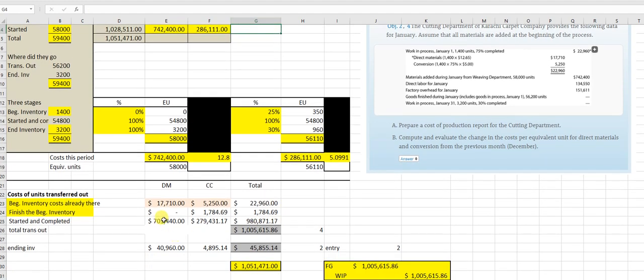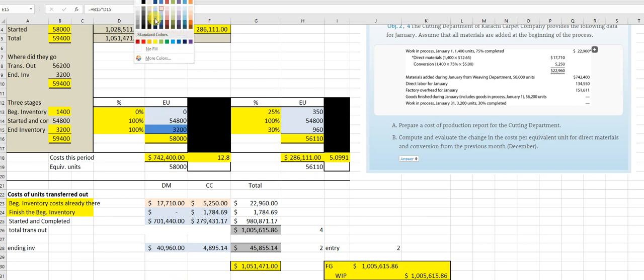So the next thing, if you notice, I'll make them blue, 1, 2, 3 lines, and 1, 2, 3. So basically these 3 lines here are units, and these 3 lines are equivalent units for conversion costs. All I'm doing is converting them to dollars by taking these 3 times 12.80. So 0 times 12.80 is 0. 54,800 times 12.80 is 701,440. I'm going to skip this one for now.